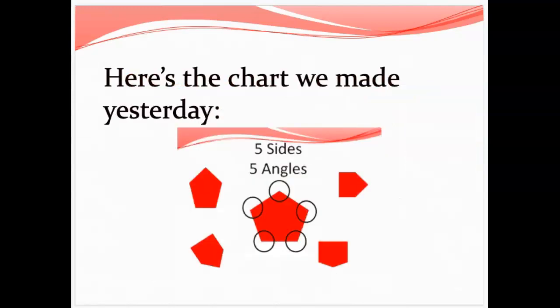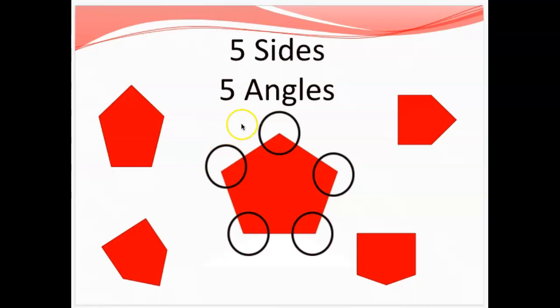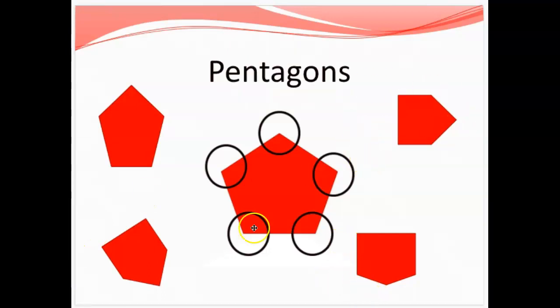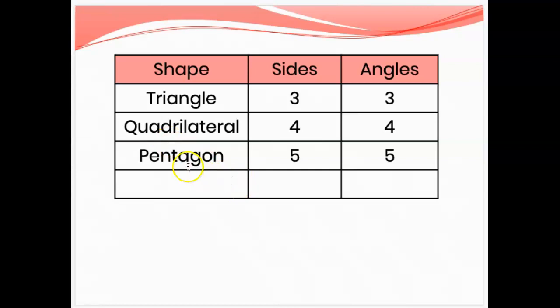Here's that chart we made yesterday. It has all the pentagons have five sides and five angles. Do all of my pentagons look the same? No, in fact, they all look a little bit different. But they all have 1, 2, 3, 4, 5 sides and 1, 2, 3, 4, 5 angles. So any shape with five sides and five angles that's closed is called a pentagon. Let's add that to our chart. Everyone pause now and write pentagon has five sides and five angles.